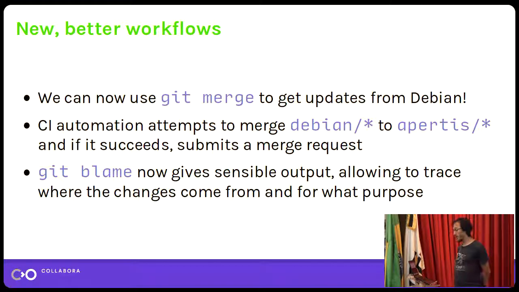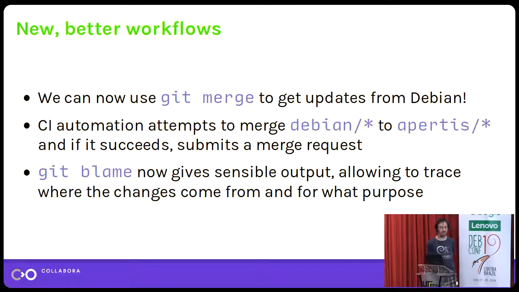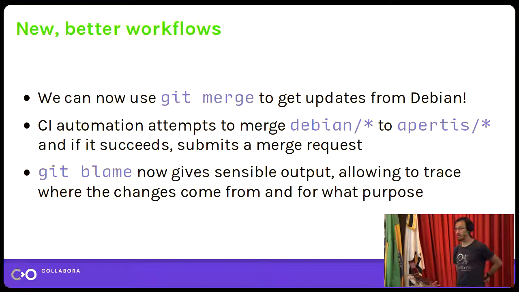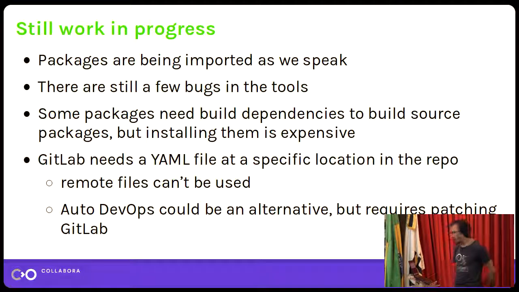So after a review by a human, the updates can be automatically pushed into Apertis. And finally, we can use git blame to sensibly find out why changes were done in packages, who did them and for what purpose. Because previously it was very difficult. Sometimes people were forgetting to make a proper changelog entry. And even with the changelog entry, it still doesn't give you a full diff between versions because all the package versions were lost. So this is a massive improvement compared to what we had before.